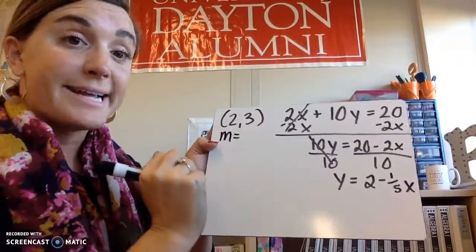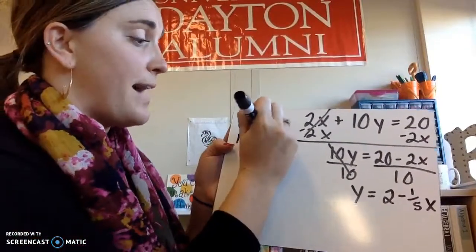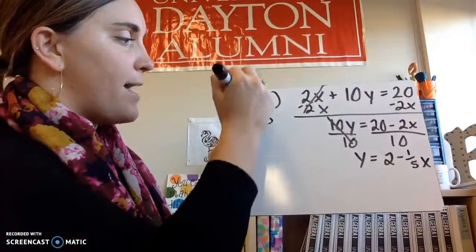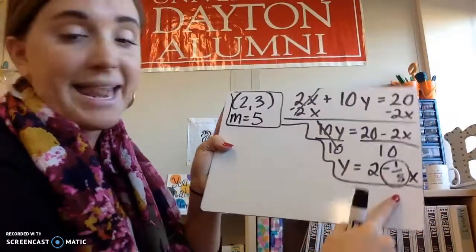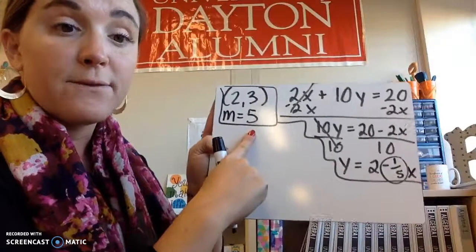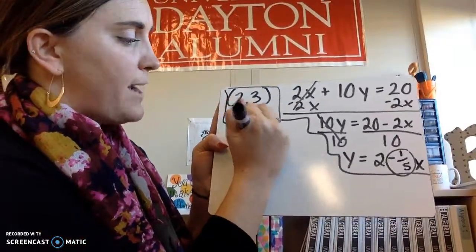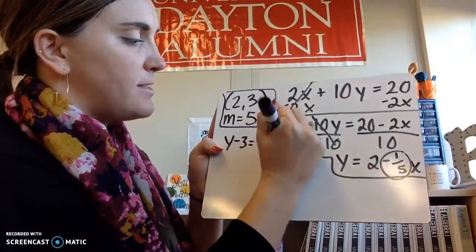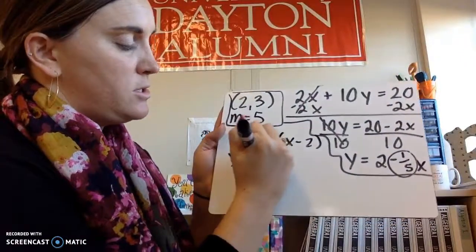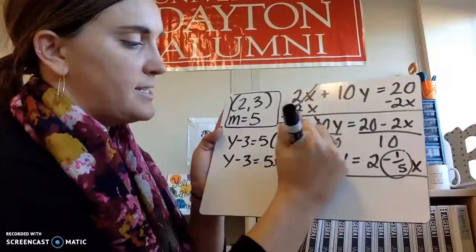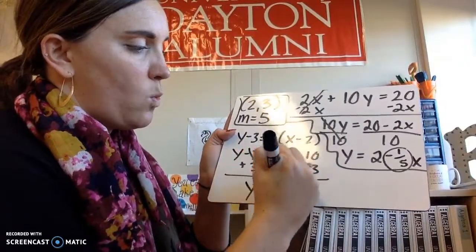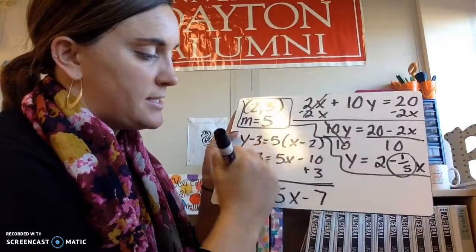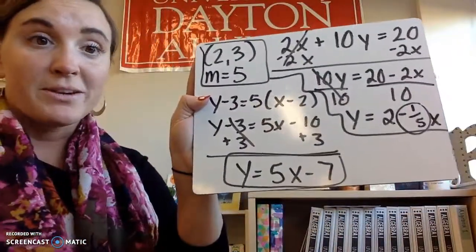Opposite reciprocal would be positive, flip 1 over 5, and we get 5 over 1, or just 5 for our new slope. So I took the slope that I found, and I had to do the opposite reciprocal, which is 5. Y minus 3 equals 5 parentheses x minus 2. Distribute, you get 5x minus 10. Add 3 on each side. Y equals 5x minus 7. Slope-intercept form. All right, one more.